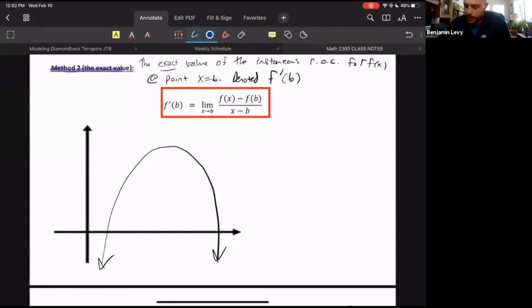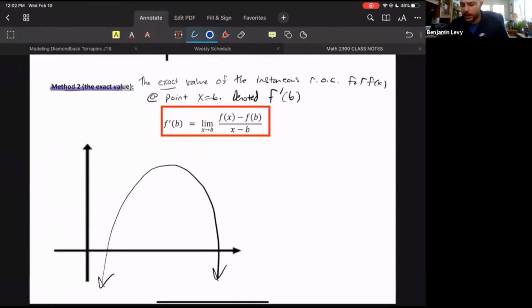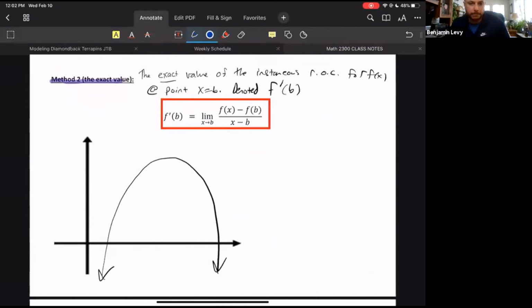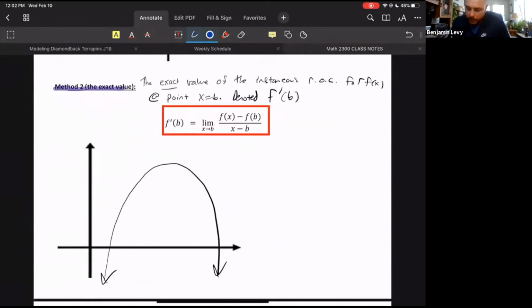So in that applet we just saw a second ago, by the way, this is method 2, right? I'll talk about method 1 in just a second. Method 1 is just the estimate. I thought it would be helpful maybe to look at method 2 first. So in that applet, we cared about some point. I'm going to call that point B.